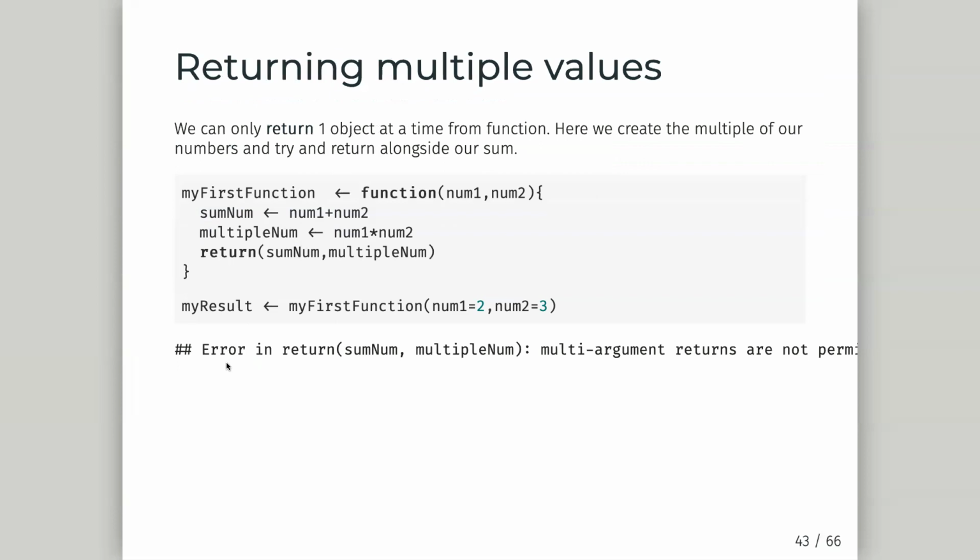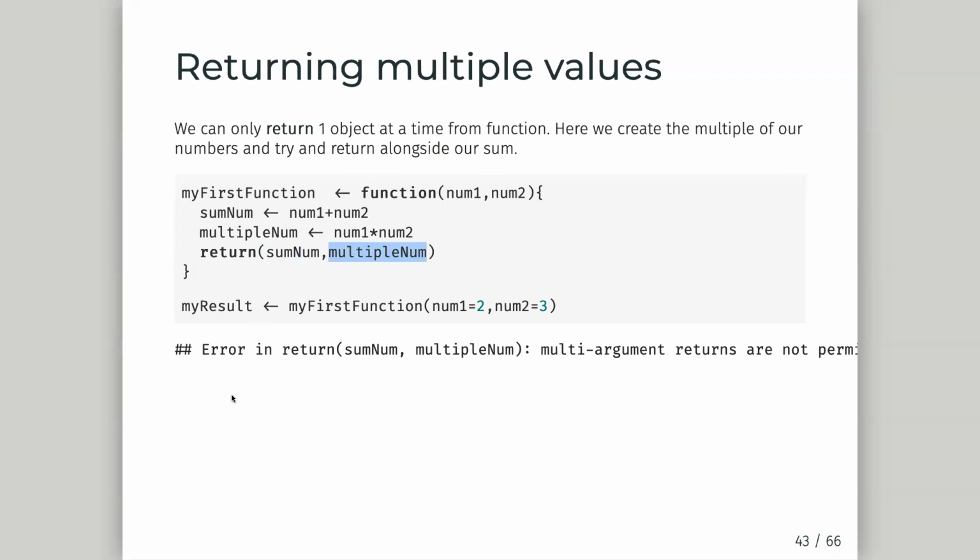So here we can make this a little bit more complex, and maybe we want to do a few things and then return this back to us, right? So maybe I don't want just the sum, I also want the multiple. If I'm going to write a function, I might as well do multiple. So I'm just going to add multiple num, and then I'm going to return sum num and the multiple num with a comma.